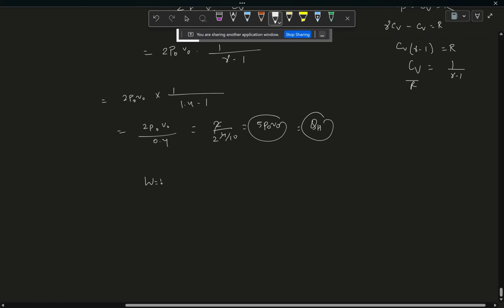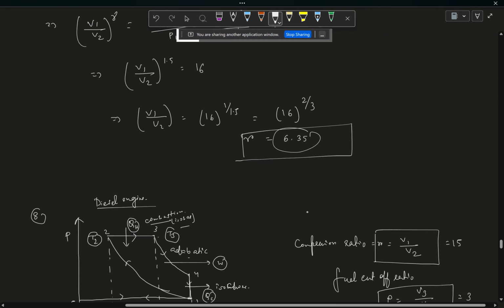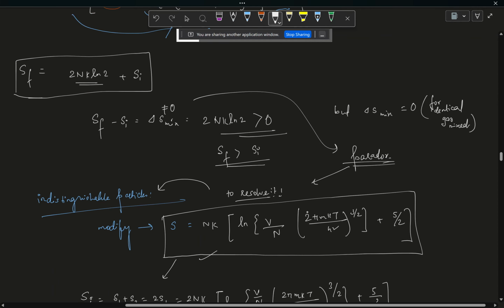So and W was earlier calculated as 1.5 P0 V0. So your efficiency of this engine is 1.5 P0 V0 by 5 P0 V0. So this is cancelling out. So this is just 0.3. So your answer for the efficiency is 0.3. So let us go and check.